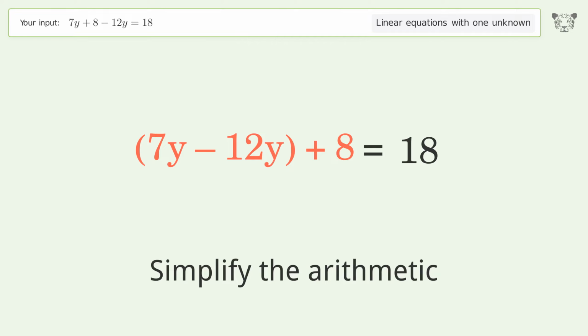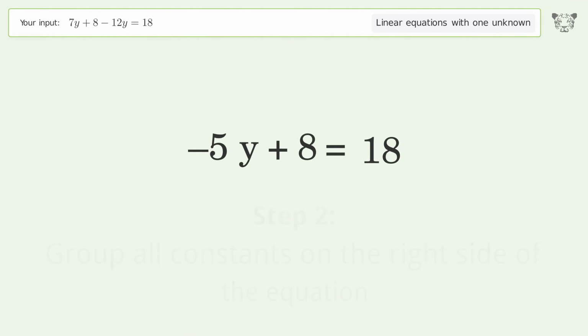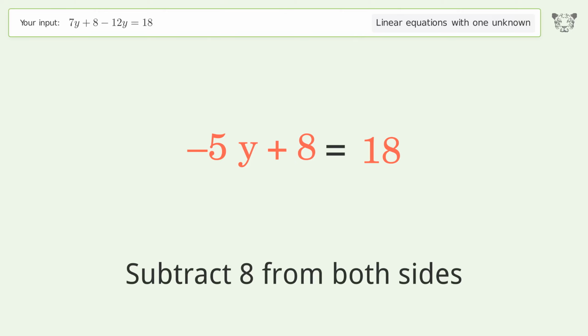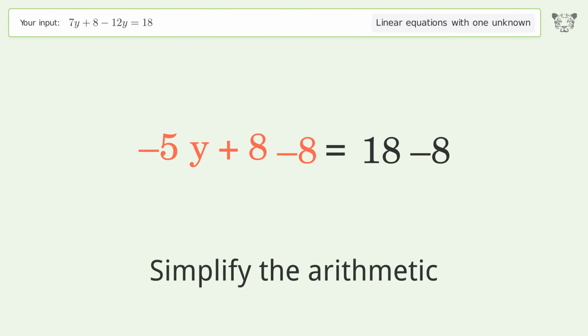Simplify the arithmetic. Group all constants on the right side of the equation. Subtract 8 from both sides. Simplify the arithmetic.